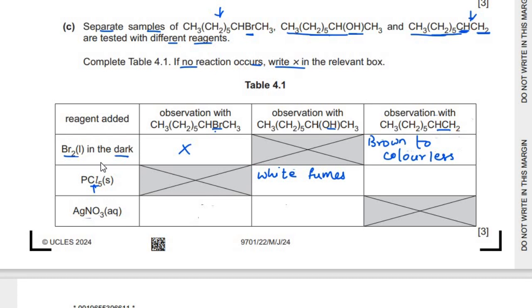Okay, then we have alkene. Alkene doesn't react with the PCl5. There won't be any addition reaction, so no reaction here.